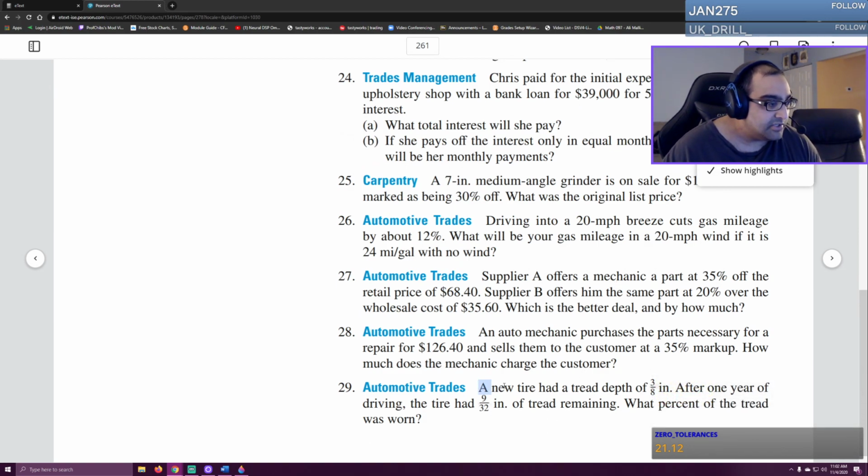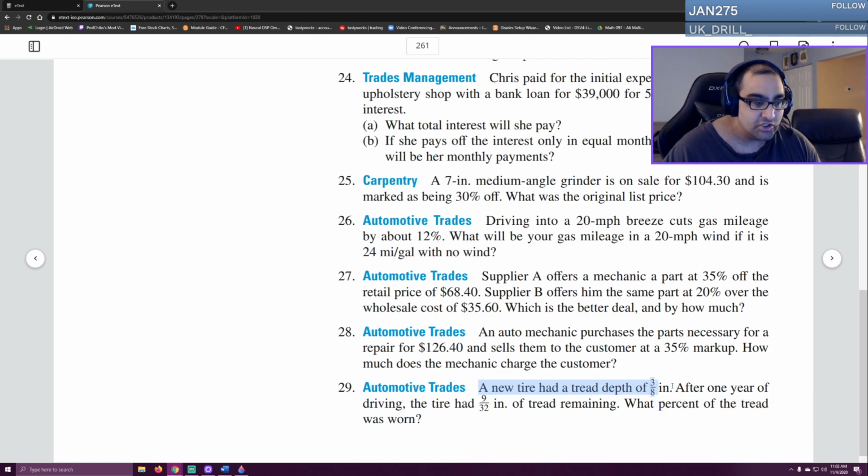It says a new tire had a tread depth of 3/8 of an inch. After 1 year of driving, the tire had 9/32 of an inch of tread remaining. What percent of the tread was worn? Okay. So what percent of the tread was worn? So we originally had 3/8 of an inch, and the tire, after everything is said and done, had 9/32 of an inch left over.